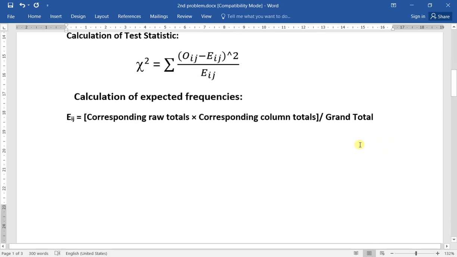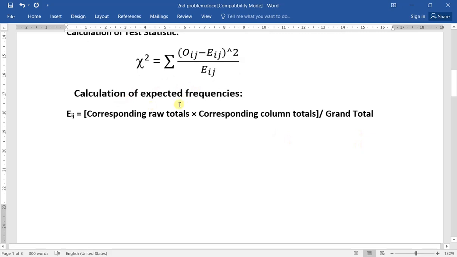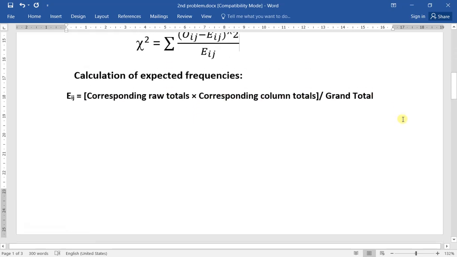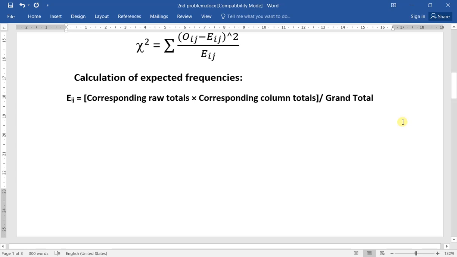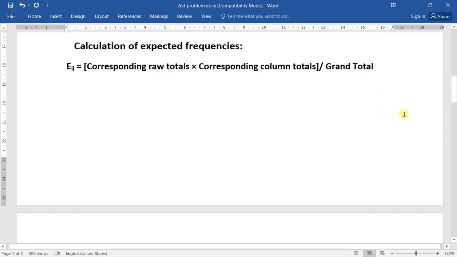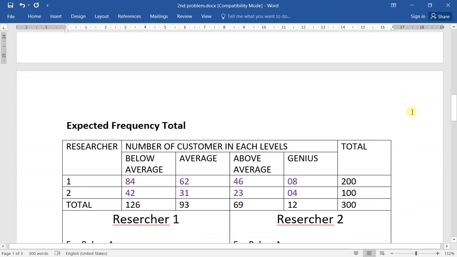Then we have to calculate expected frequencies. How do you calculate expected frequencies? Corresponding row total times corresponding column total divided by grand total. This video will not go for a long time because we have already discussed all these things in the previous problem. So we'll just solve the problem as soon as possible. This is how you calculate expected frequencies. I'll try to give more importance to the parts that are different from the previous problem.